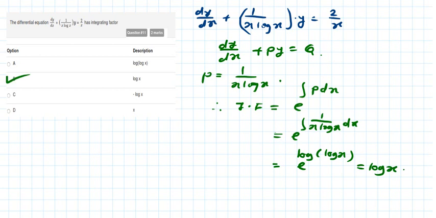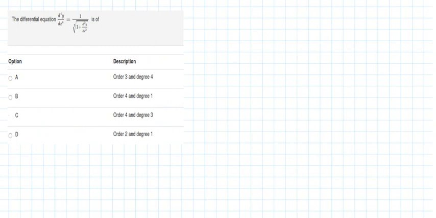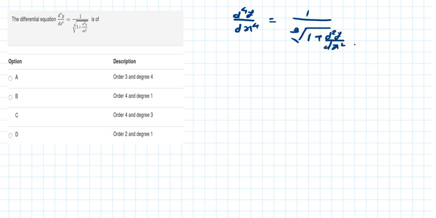See the next example. Let's write the differential equation: d4y by dx raised to 4 equal to 1 upon third root of 1 plus d2y by dx square. We need to find the order and the degree of this differential equation. As I explained in the previous video, how to get the order and how to find the degree of the differential equation with definition.